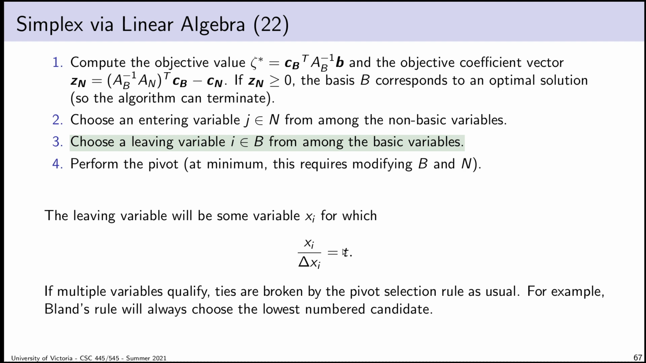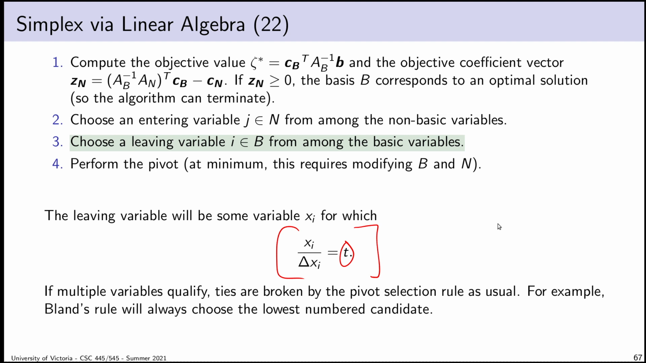Okay, so we've done that. We've computed the value t, the maximum value we can increase our entering variable to. Now we need to know what the leaving variable is. Well, the leaving variable will be some basic variable that actually achieves this ratio, that actually puts that bound on the entering variable. So first we compute the value of our entering variable, then we go back through and find a particular basic variable that puts that bound on my entering variable.